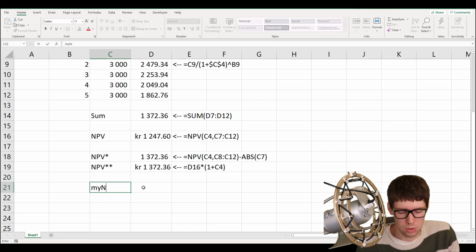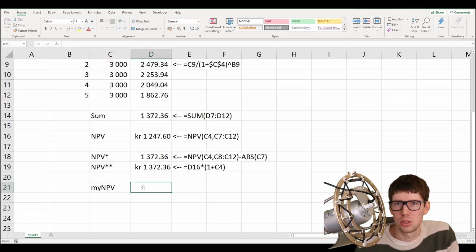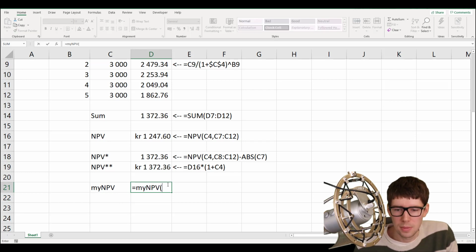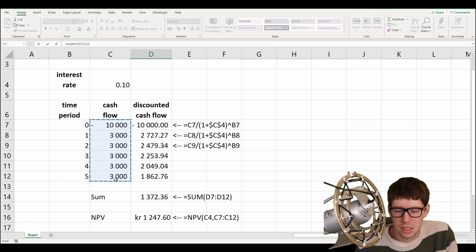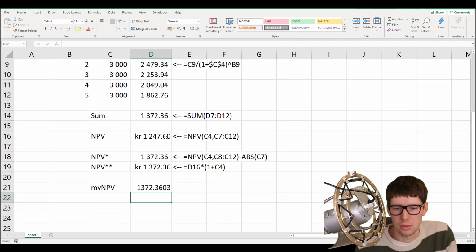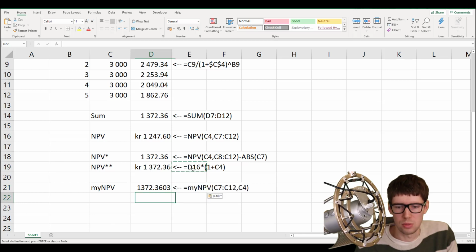We can also use our very own net present value Visual Basic for Applications function. Remember, we called it myNPV, and I realize now that I changed the order of the inputs. In the NPV worksheet function it's first the interest rate and then the cash flows, and I think I did it the other way around. So we select the cash flows, and then we select the interest rate. And there you go. Now you can see it becomes as it should be.